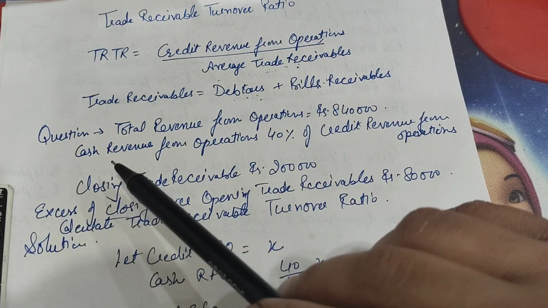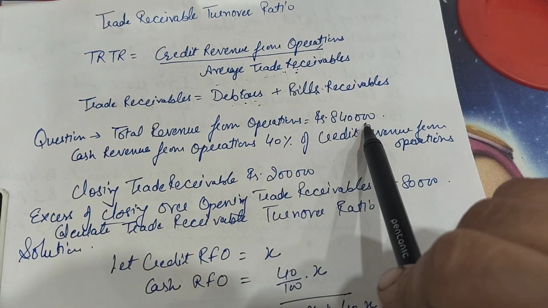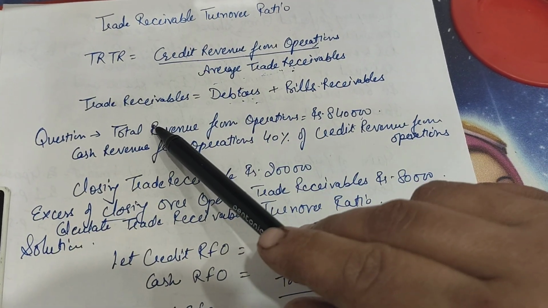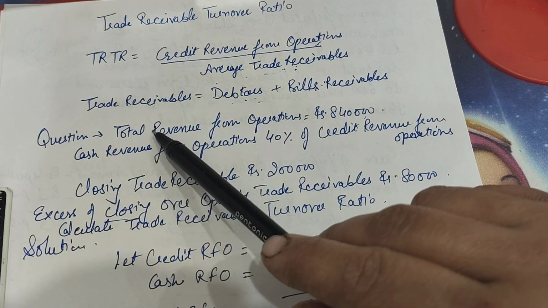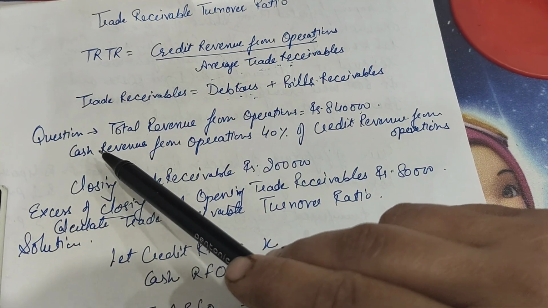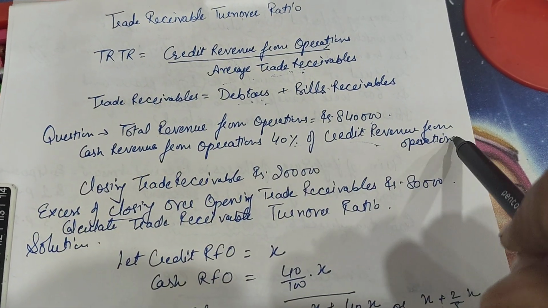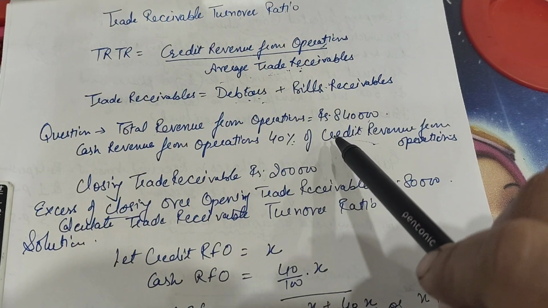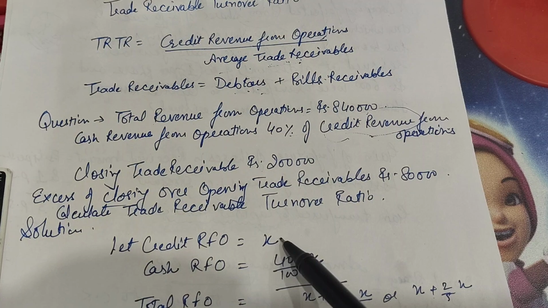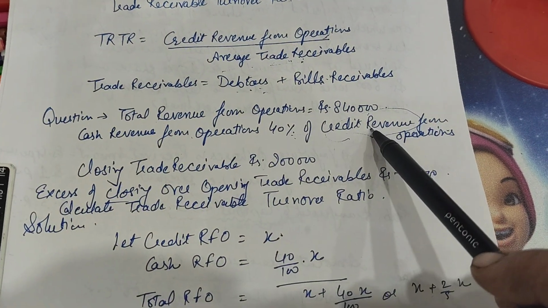Now let's talk about this given statement. Total revenue from operations is given to you as 8,40,000, but we need only the credit. If the question gives no clue about credit revenue from operations, we will take this total as credit. But here is a clue: cash revenue from operations is 40% of the credit revenue from operations. So if the credit revenue from operations is X, then cash revenue is 40 by 100 of X.